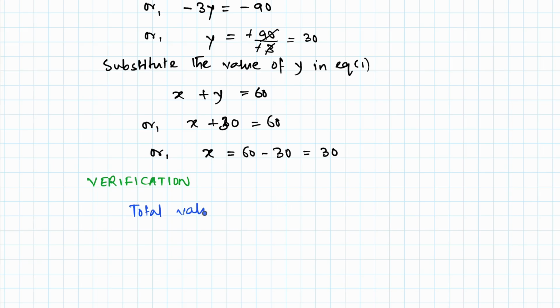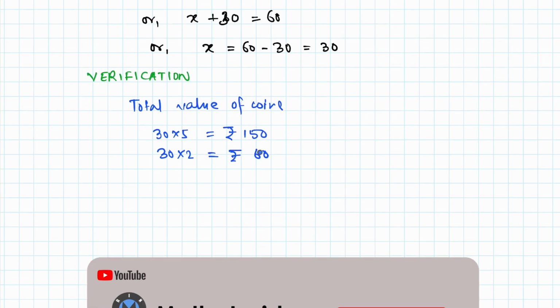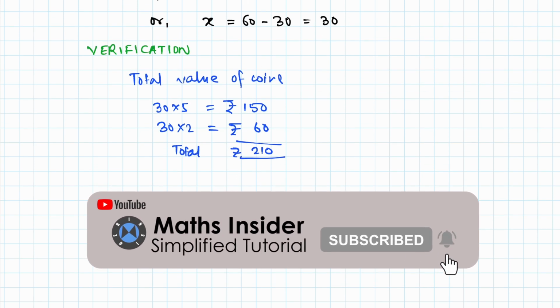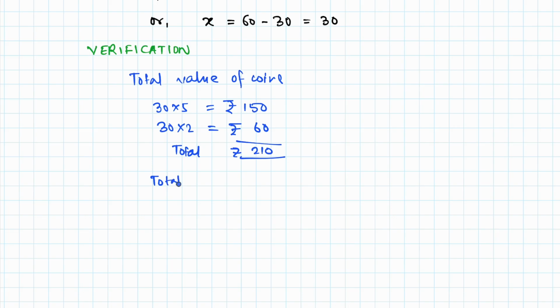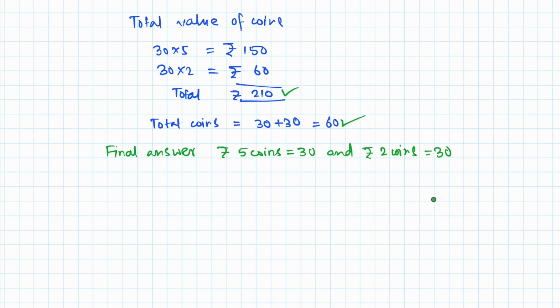Now let's verify the answer that we have got by solving it. Total value of coins: 30 into 5, which is 150. 30 times 2 rupees coin is equal to 60, and if we add the total, it becomes equal to 210, which is given in the problem. And total number of coins: 30 plus 30, which is 60. Again, this is also there in the problem. So that means our answers are perfectly right. So the final answer is: number of 5 rupees coins is 30, and number of 2 rupees coins is also 30.